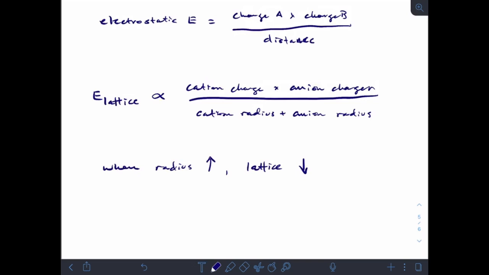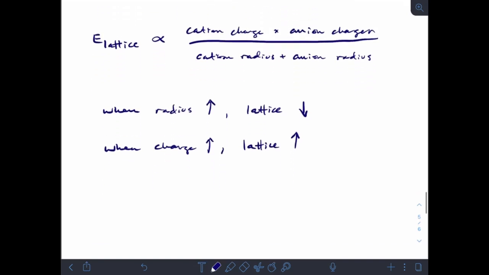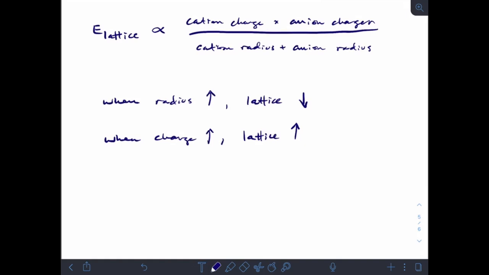Now if radius is basically constant, if my charge goes up, my lattice goes up because the charges of the ions are in the numerator. A bigger numerator results in a bigger value. So when charge increases, so does lattice. Let's compare a couple of different compounds and see qualitatively whether we can determine which one would have a greater or lesser lattice energy.